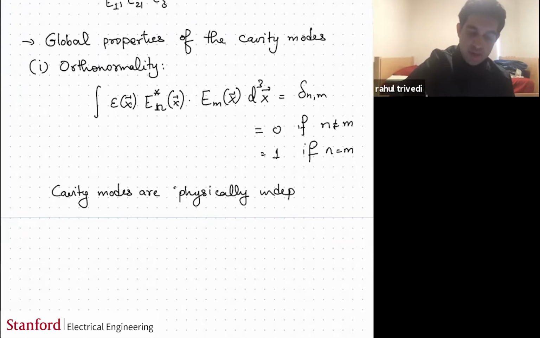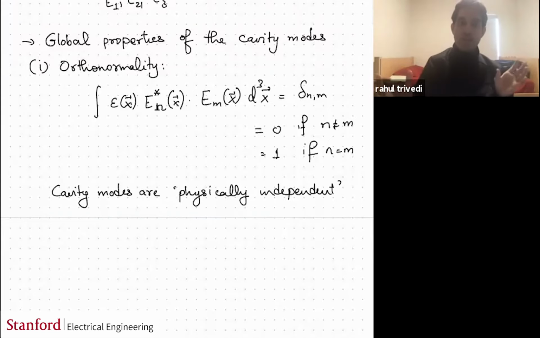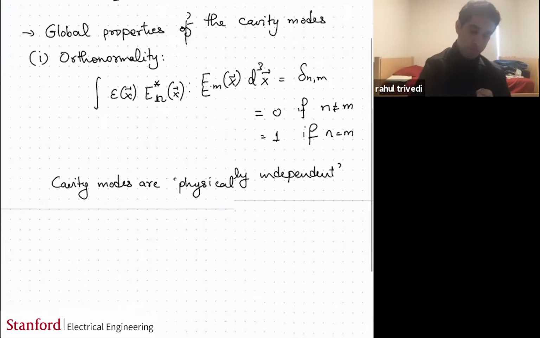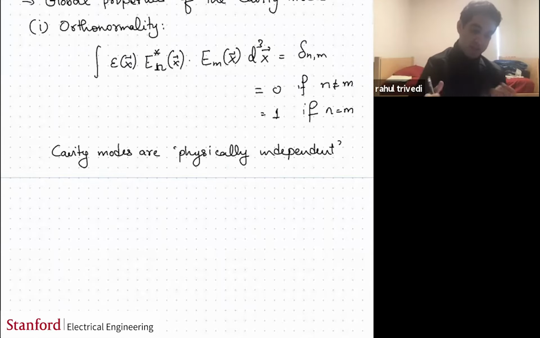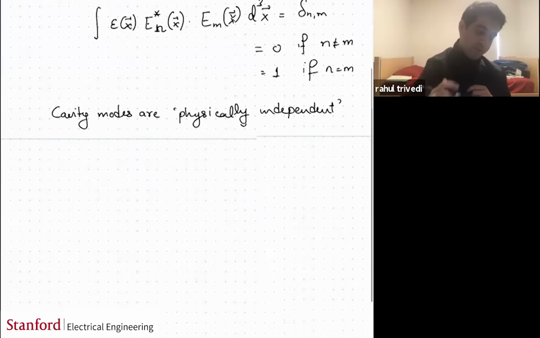Right, so if you're looking at a simple linear problem with just the cavity, you put some source and you excite electric field inside the cavity. Essentially what this property allows you to do is think of each cavity mode as oscillating independently of the other cavity mode. And the mathematical basis behind this physical property is the orthonormality of the cavity modes.